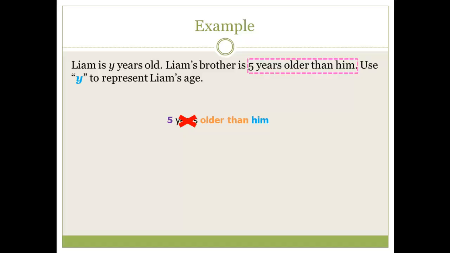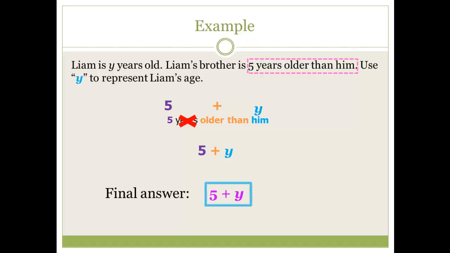The problem tells us that Liam is Y years old, so you can use Y to represent Liam's age. The 5 is important because it tells you how much older Liam's brother is, so you need to keep it. The words older than mean to add, so replace the words with an addition sign. Combine the terms and you'll have 5 plus Y. Therefore, the word problem translates to the final expression 5 plus Y.